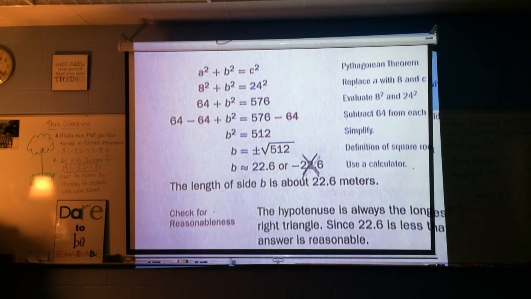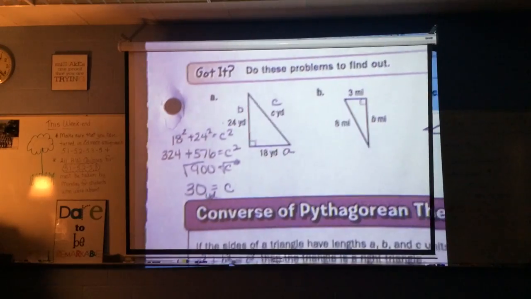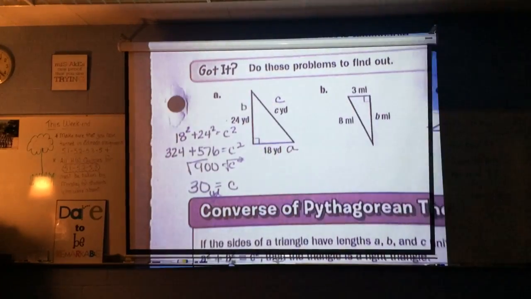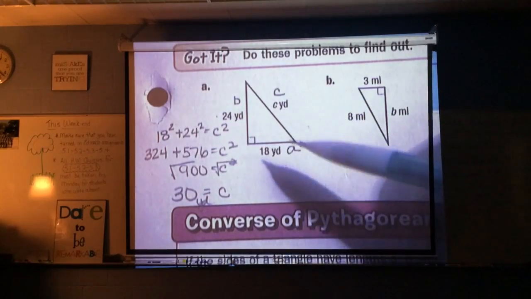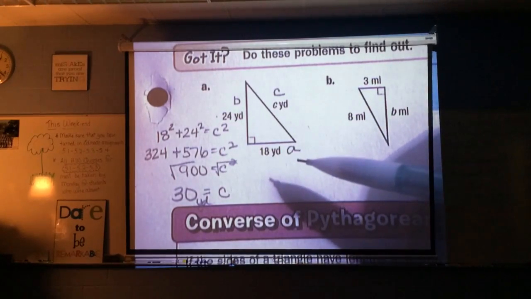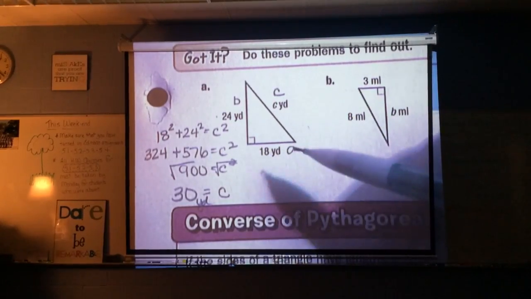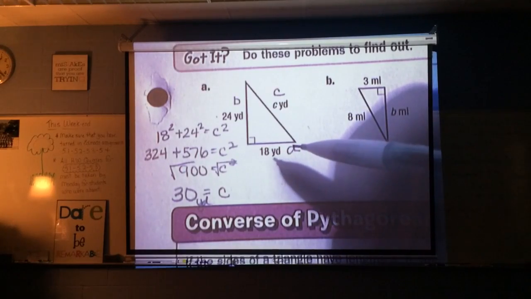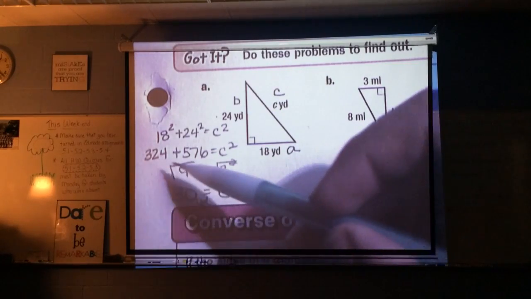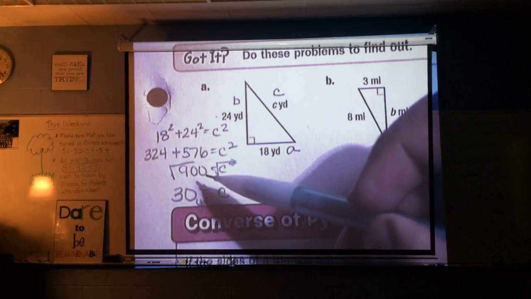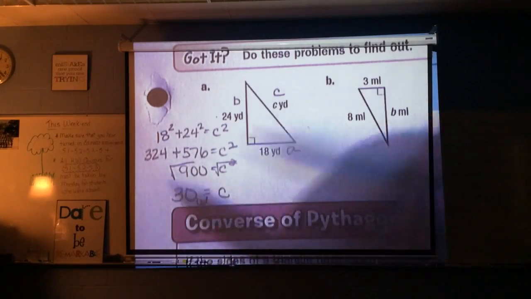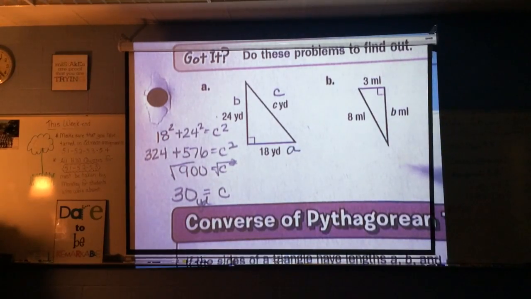Let's take a look at one of your gadgets and make sure that you've understood how to do it. For A, you should have labeled your sides A, B, and C, substituted in the values that you knew, gotten 900, and then taken the square root, which is 30 yards. Go ahead and take a second to make sure that if you didn't do this correctly, you fix it, and that you correct B and C.